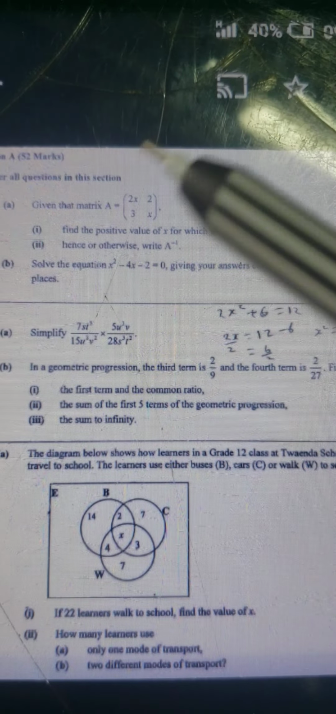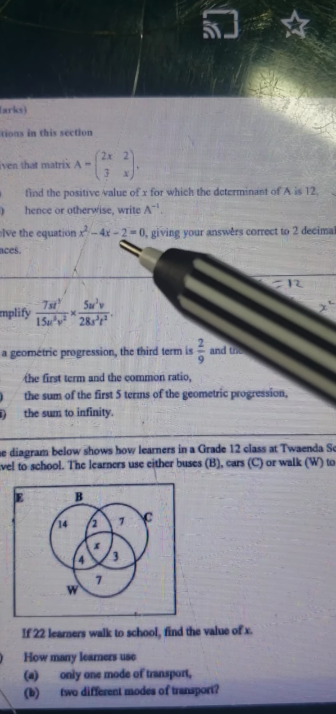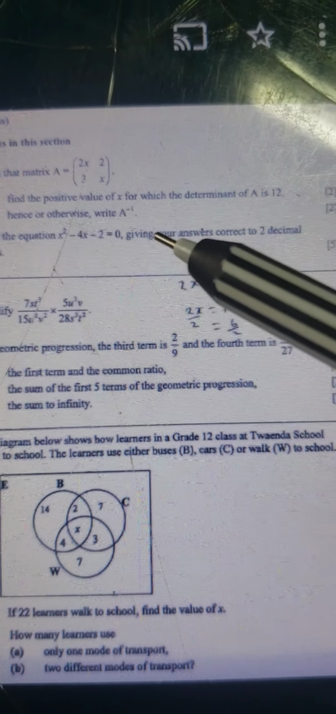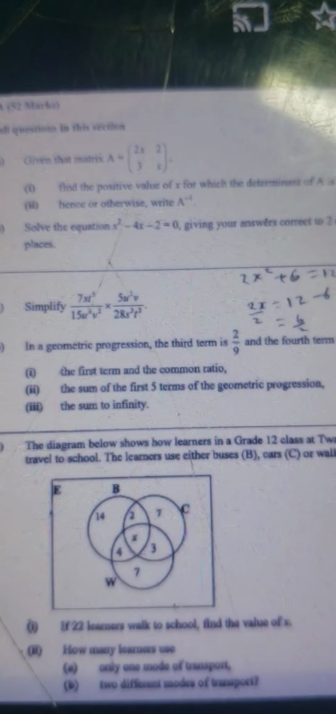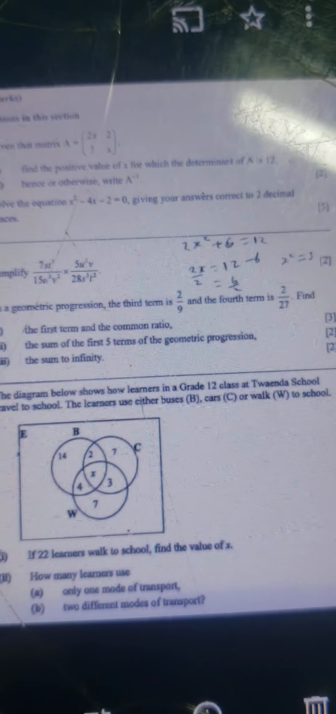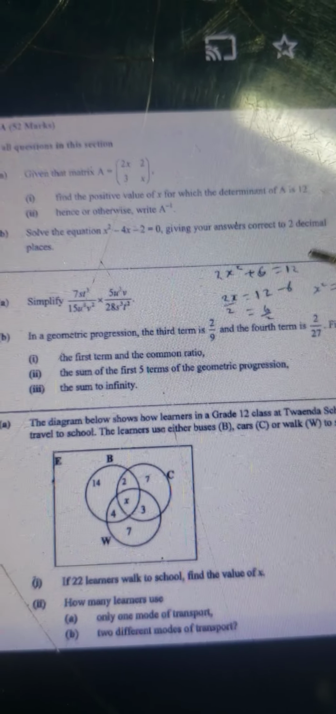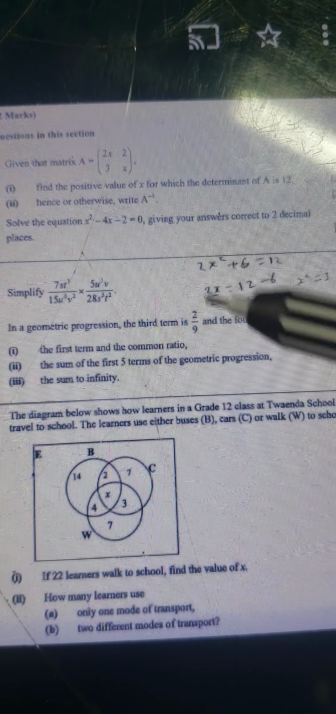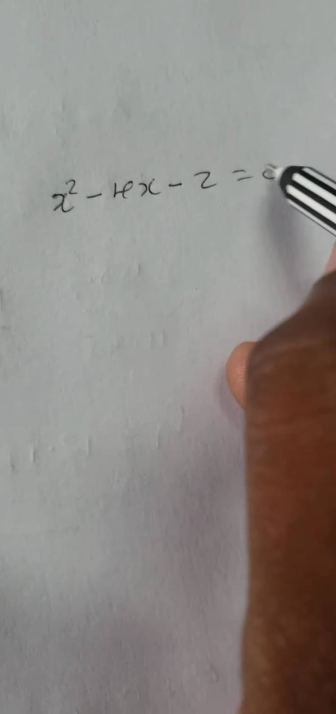The next question, my good friends, is saying solve the equation x squared minus 4x minus 2 is equal to 0, giving your answers correct to two decimal places. So if you have been given such a question and it always comes with the 5 marks, when you see such a question and you have been told to leave it in 2dp, what you do is you solve it using quadratic formula. So we have x squared minus 4x minus 2 is equal to 0.